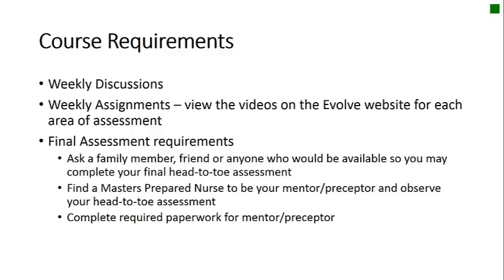You will also need to find a volunteer to be your patient for your final head-to-toe assessment. This can be a friend, family member, or whoever you would like that will be available to you. There are further explanations for this in this week's information in the course. You will also need a master's prepared nurse as a mentor preceptor to observe you while you do your head-to-toe assessment. There is paperwork that needs to be completed by the mentor preceptor, and this should be completed well before you get to the 8th week. You will do portions of the health assessment each week utilizing the case studies that are part of the textbook.